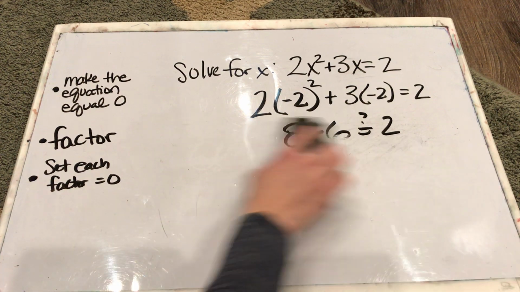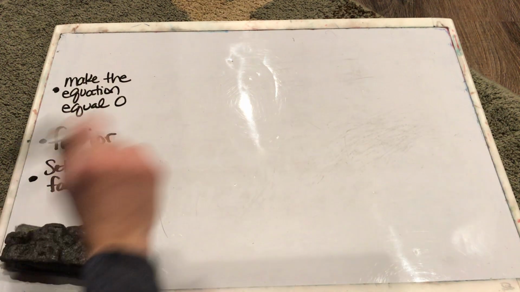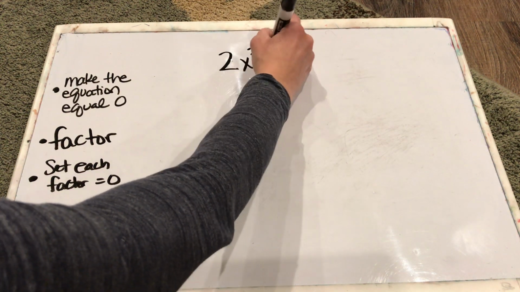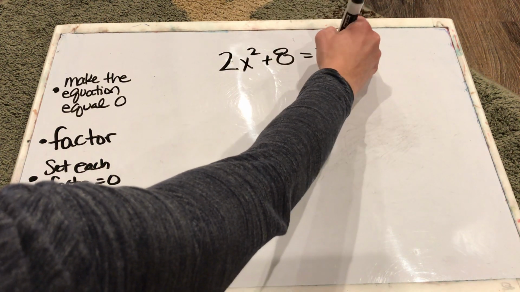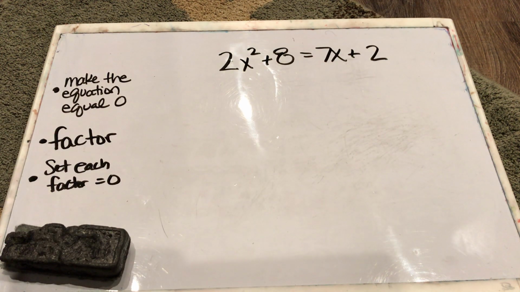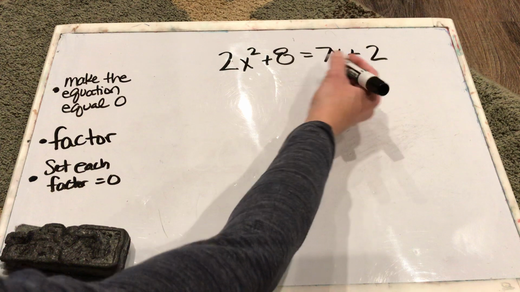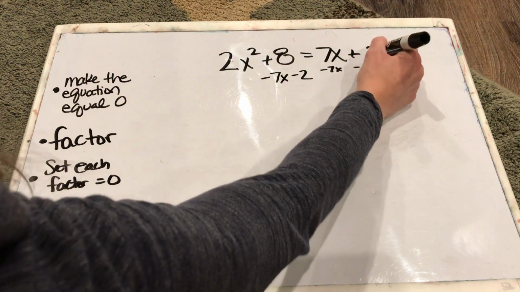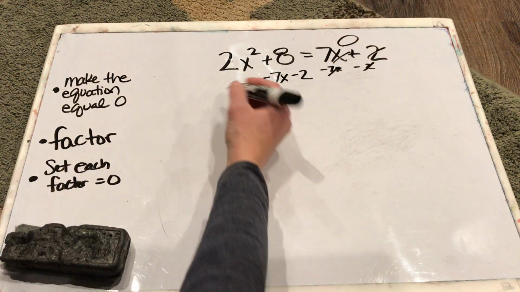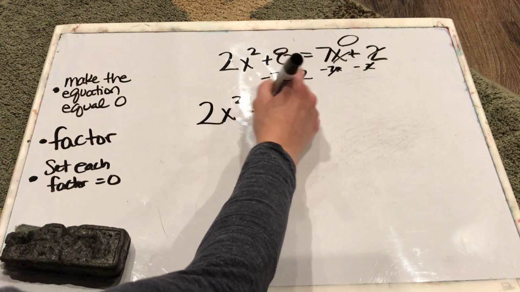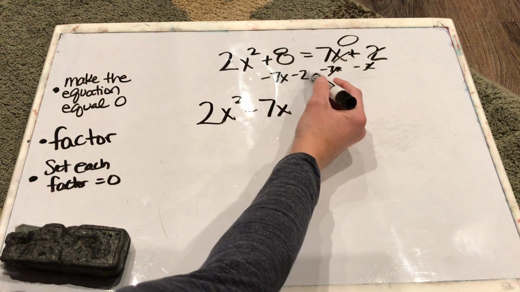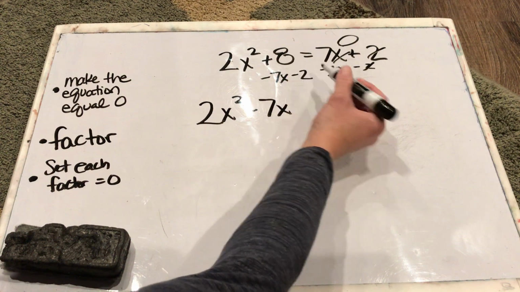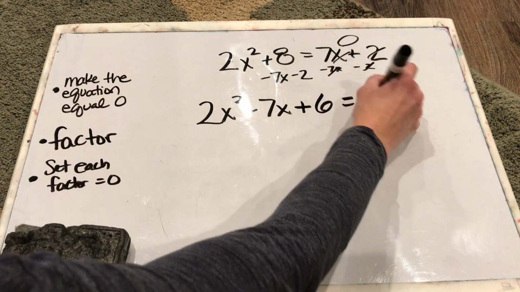All right, let's do another example. 2x squared plus 8 equals 7x plus 2. And we're told, solve for x. Well, my cheat sheet over here says I need to make the equation equal 0. So I'm going to move the 7x over, and I'm going to move the 2 over. So this side now becomes 0. I have 2x squared minus 7x, and then I have 8 minus 2. So I'm going to go ahead and combine those. 8 minus 2 is a plus 6. All of that equals 0.